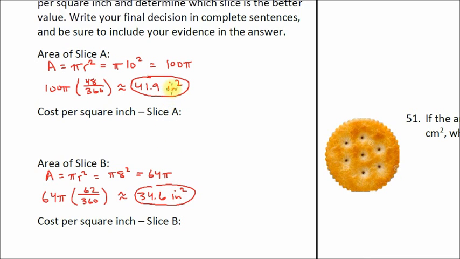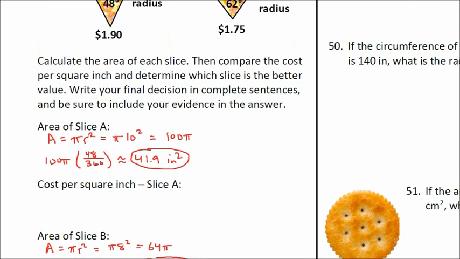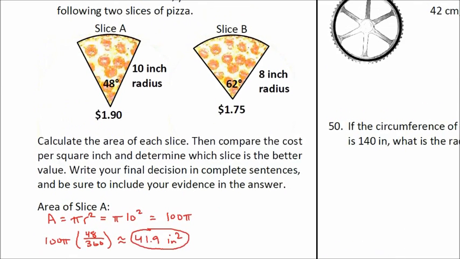Now if you look at this, you can clearly see that slice A is bigger than slice B. So if the question was which slice is bigger, that's easy, slice A. But it's asking us which slice is the better value. Notice that slice A also costs more money. So we can't say that because it's bigger, it's better. We want to know whether it's a better value.